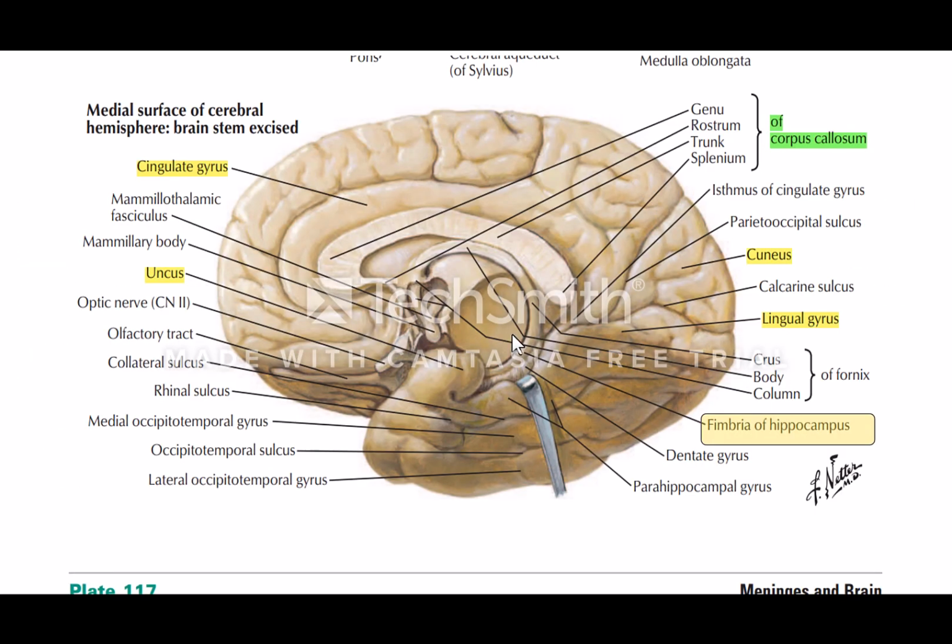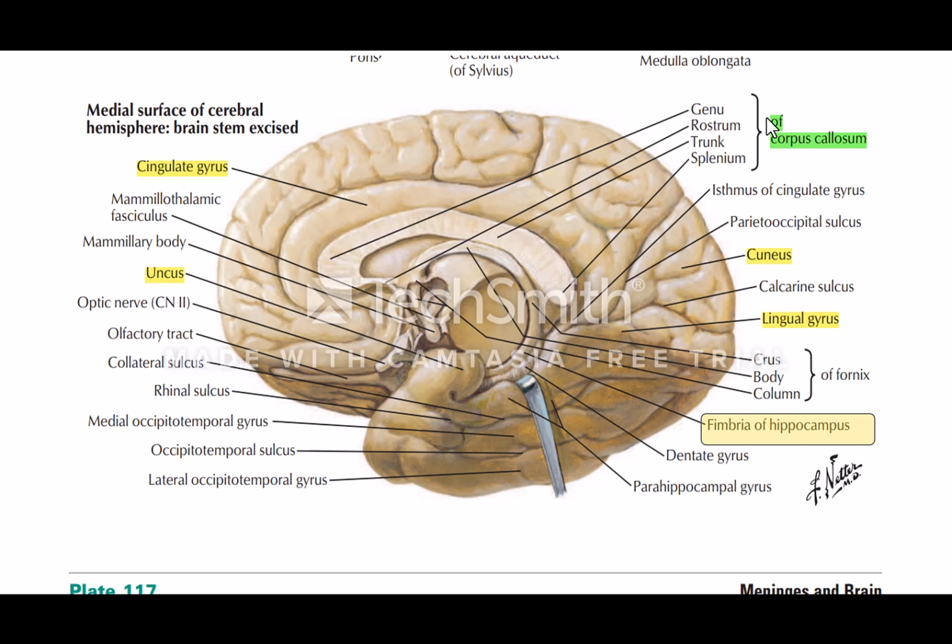So still the medial surface of the cerebral hemisphere. This shows medial and even inferior. So you can see an inferomedial or medio-inferior view of the cerebral hemisphere. You can still see our corpus callosum.